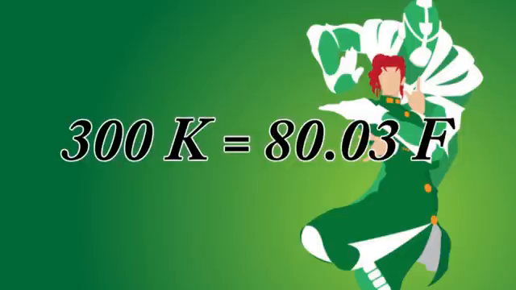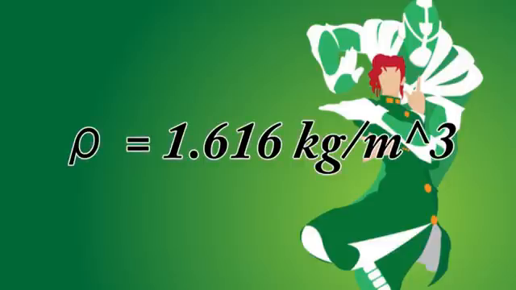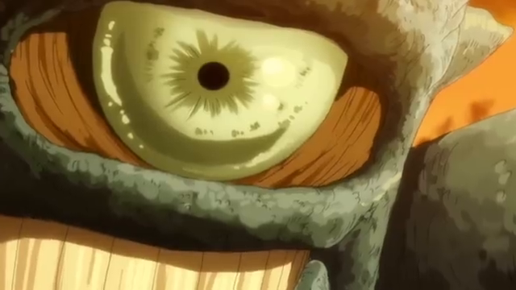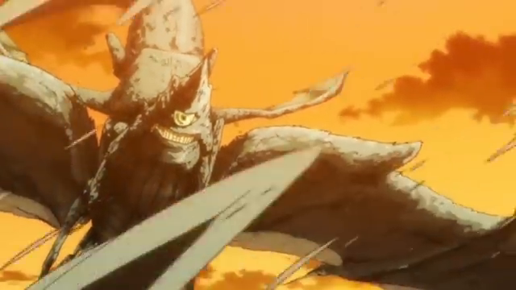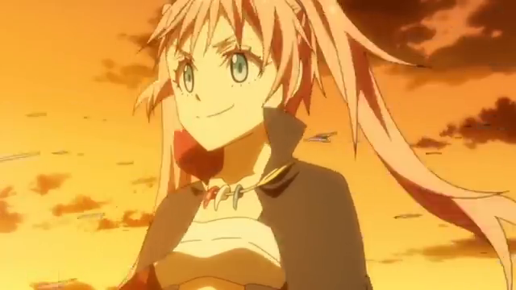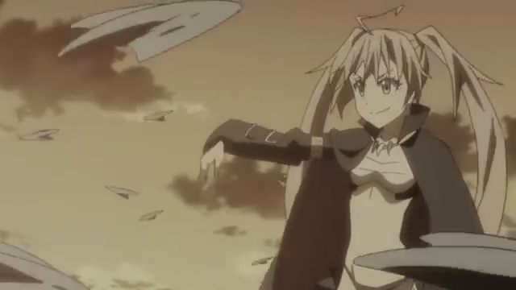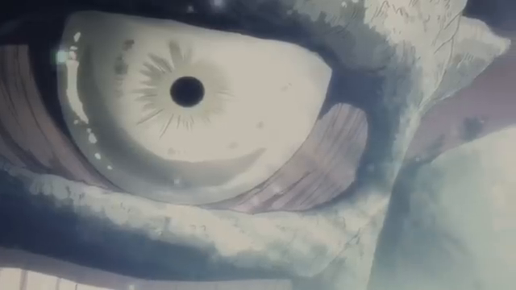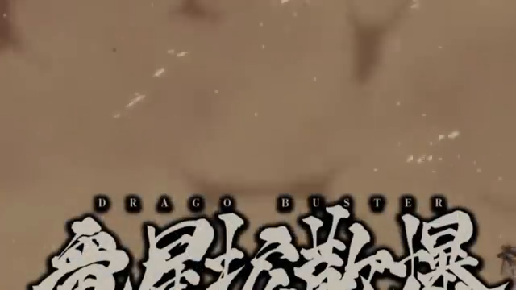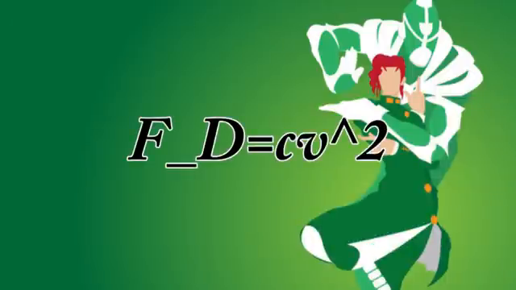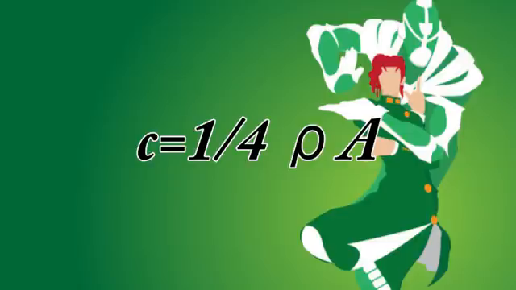At 300 Kelvin, or around 80 degrees Fahrenheit, the density of air is 1.616 kilograms per cubic meter. Drag force can be rewritten as a drag constant times velocity squared, where c is defined as 1/4 times the density of the medium times the cross-sectional area.